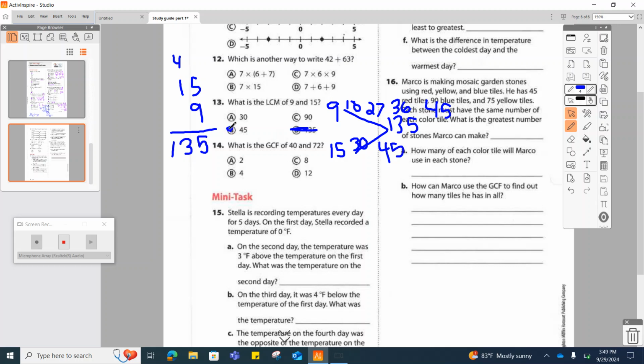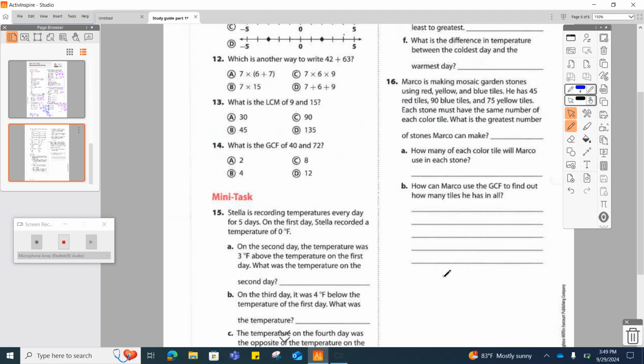What is the greatest common factor? Look at this. So you could be pausing this and trying this. I'm going to do this work down here. What is the greatest common factor of 40 and 72? I might make a mess here. Let's try to give myself lots of space.